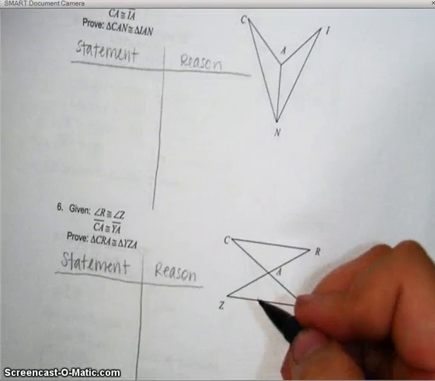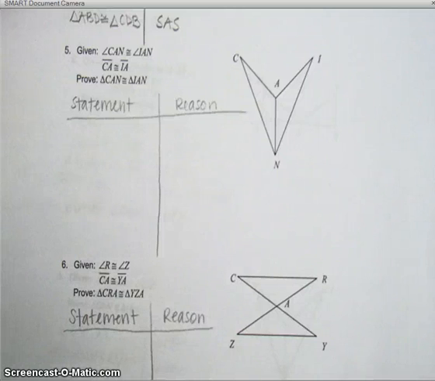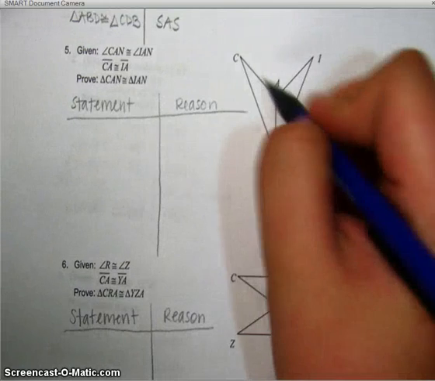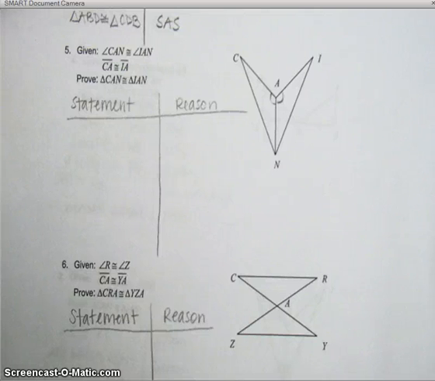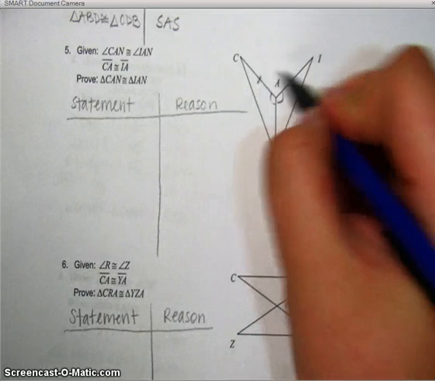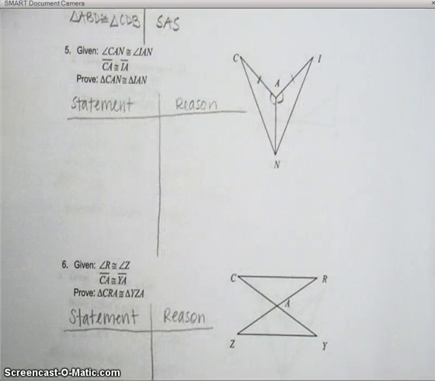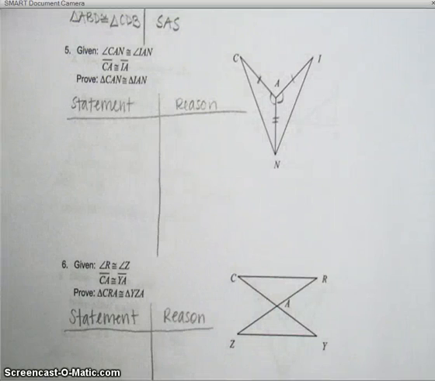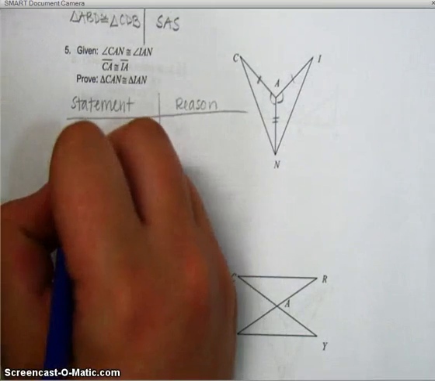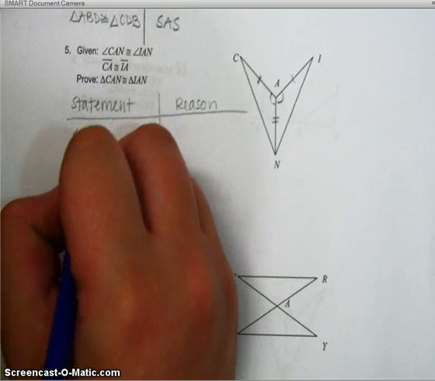Looking at number 5, we're given that angle CAN is congruent to angle IAN. So we have CAN congruent to IAN, and that segment CA is congruent to segment IA. So we have a side and we have an angle, and then we have this side down the middle, which is congruent to itself by the reflexive property. So we'll start out with our givens.